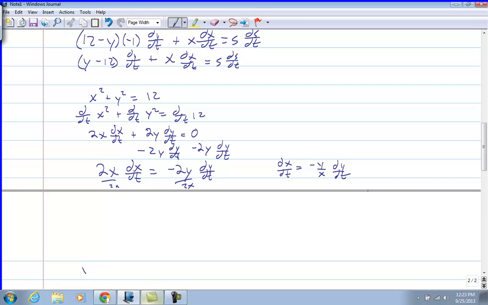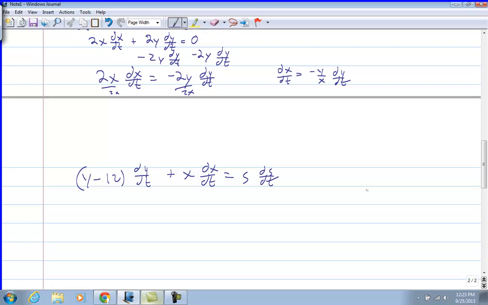Rewrite what I have. I have (y − 12) dy/dt + x dx/dt equals s ds/dt. We also have dx/dt equals negative y over x times dy/dt.